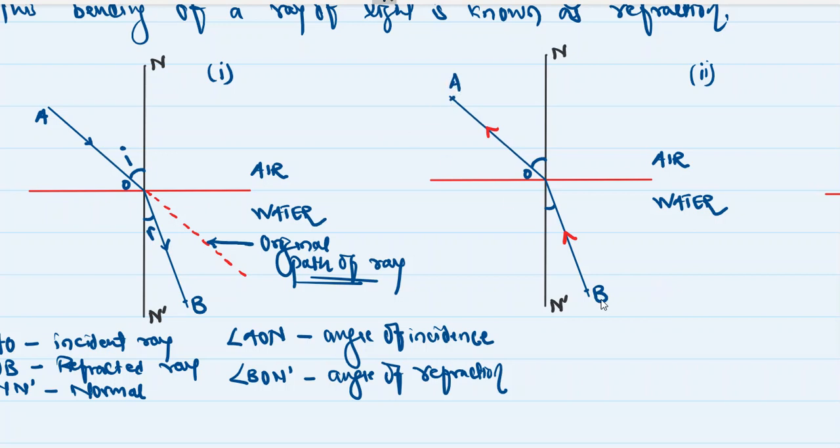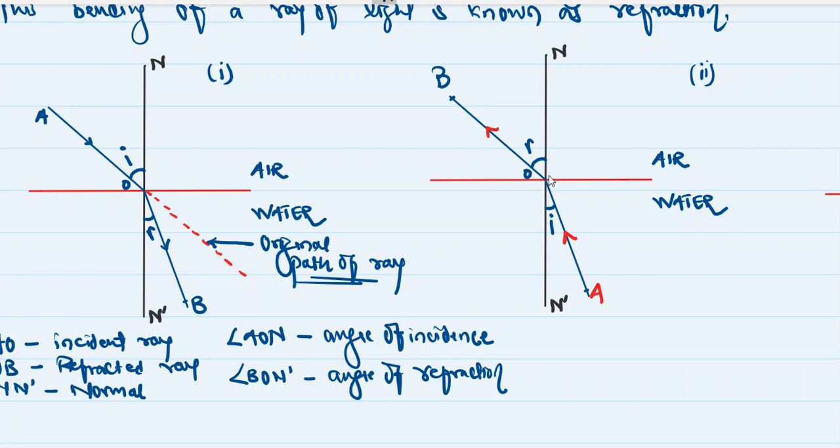Let's try to understand now what the scenario is. I will change a few names for our better understanding. Now AO will become the incident ray and OB will become the refracted ray. Angle AON dash will become the angle of incidence. Angle BON will become the angle of refraction. And NN dash is the normal as usual. So this is the second case which we are considering.